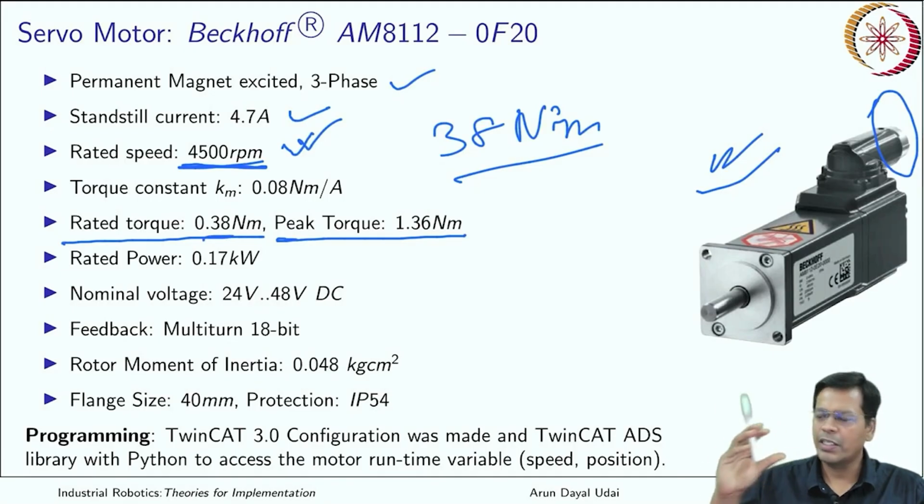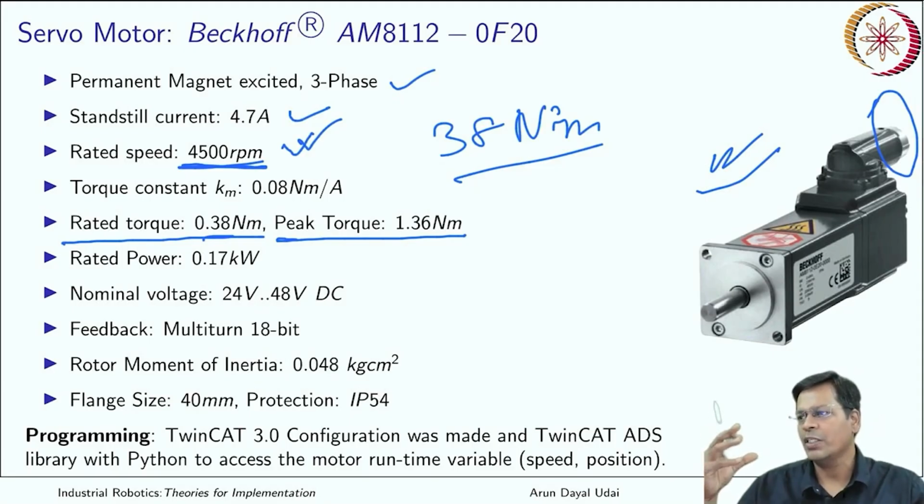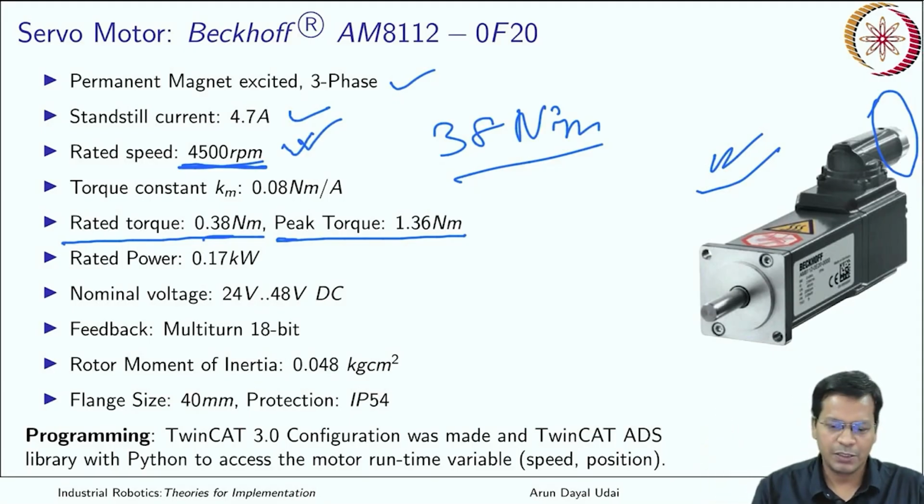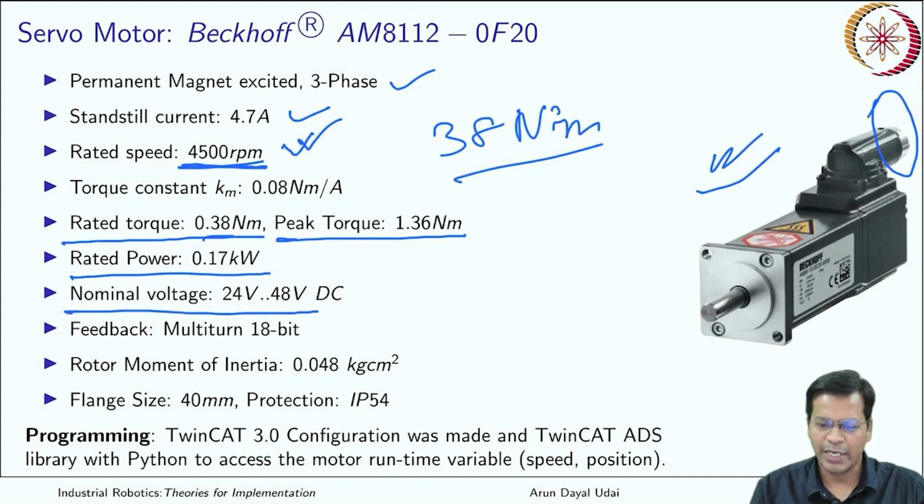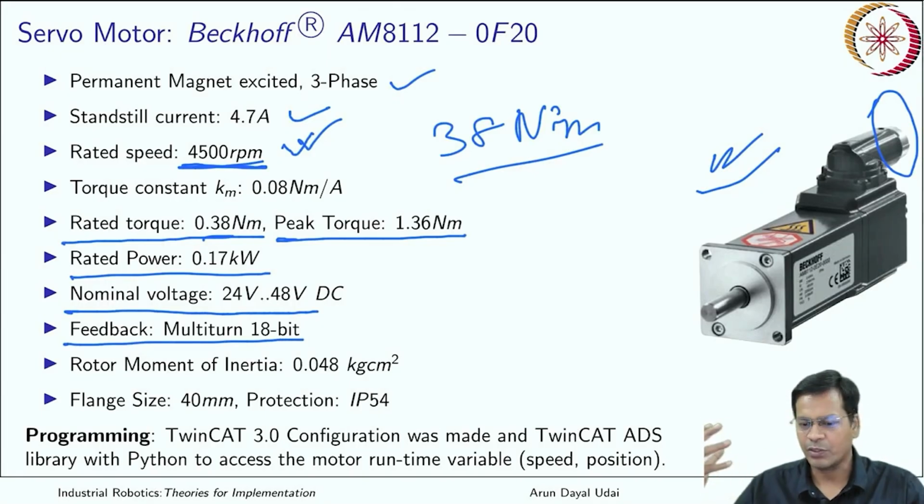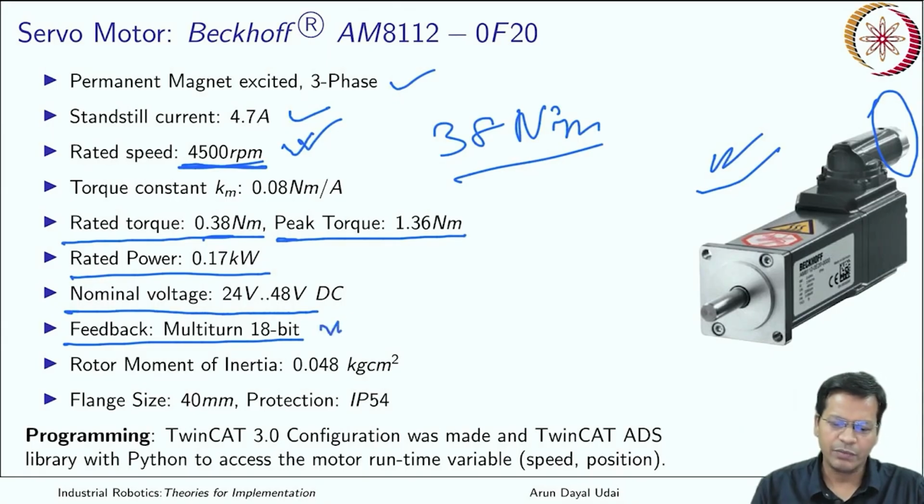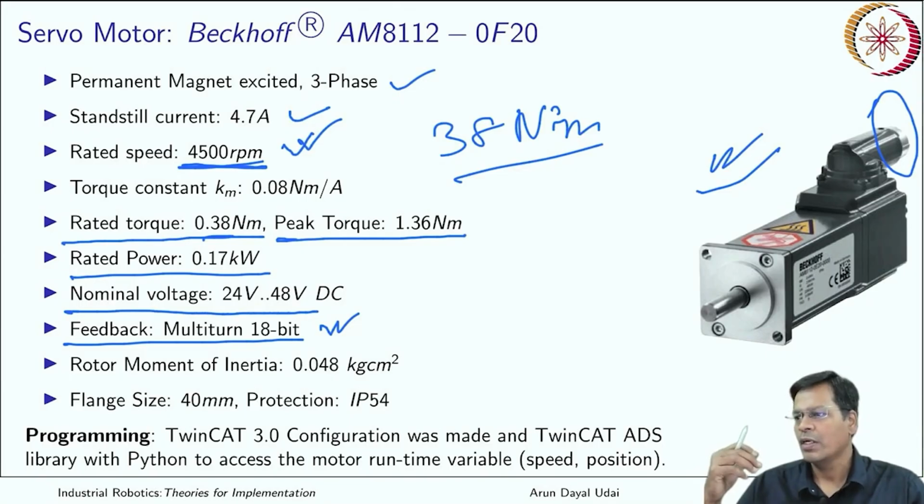Your gearbox will enhance the torque, at the same time it will reduce the speed. And then rated power is this for this one specifically, and nominal voltage is something around 48 volt that I will be supplying. Multi-turn feedback, it has a feedback of something around 18 bit. So whatever is the type of encoder which is here, that is now encoded in a digital way to 18 bit of signal. So yes, you understand now how precisely it can give you the feedback.